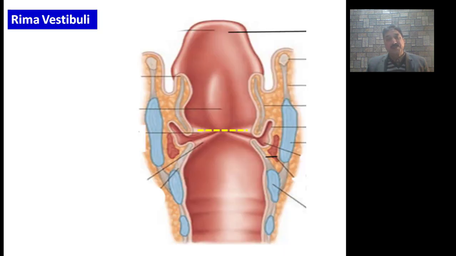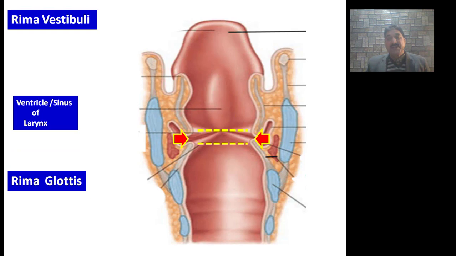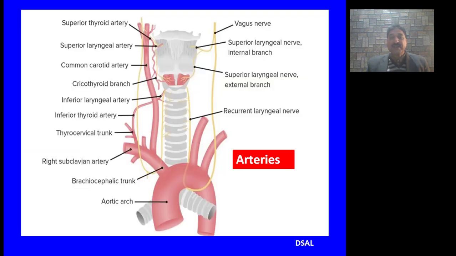Rima vestibuli is the space between the two vestibular folds and rima glottis is the space between the two vocal folds. Between the rima vestibuli and rima glottis lies the ventricle or sinus of the larynx.